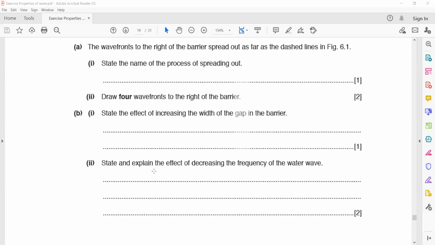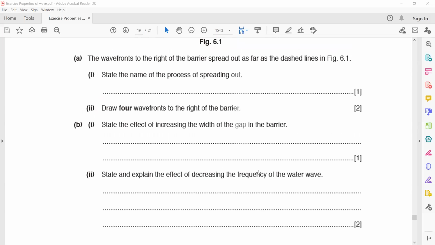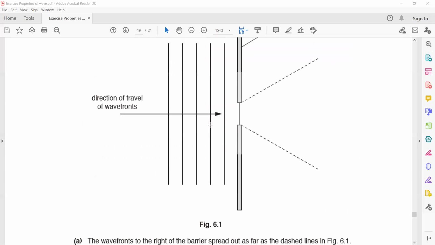The state and explain the effect of decrease. No, actually, it's not like the frequency changes due to diffraction. What they mean to say is, we are using another wave which has a lower frequency, and lower frequency means higher wavelength. Because of diffraction, the frequency will not change. But what they mean in the question is that they're using another wave which has a higher wavelength or a shorter frequency. So shorter frequency or longer wavelength.